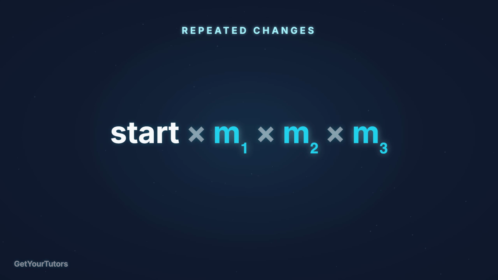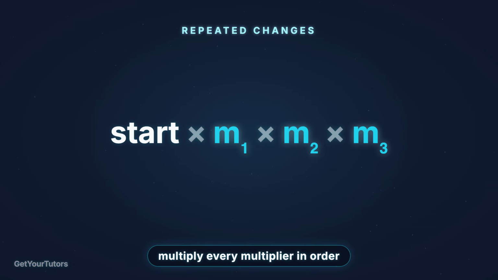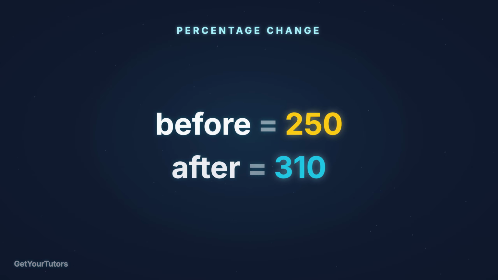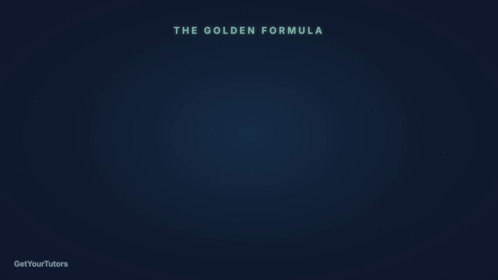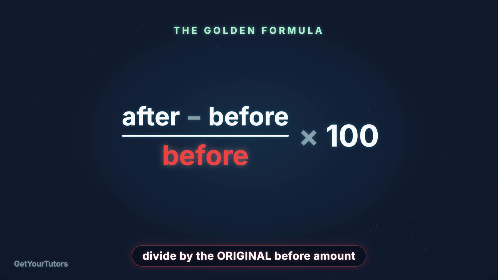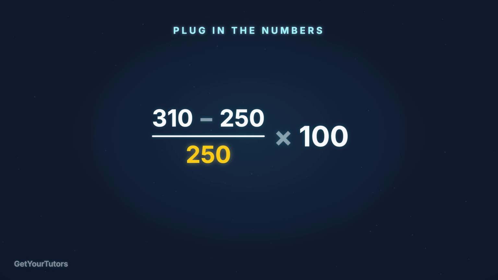For multiple repeated changes, just multiply the starting amount by every single decimal multiplier in consecutive chronological order to find the final result. Next, examiners will ask you to calculate the percentage change. A school student population increases from 250 to 310. Memorize this golden equation. Percentage change equals the after amount minus the before amount, completely divided by the original before amount. Then multiply the entire fraction by exactly 100.